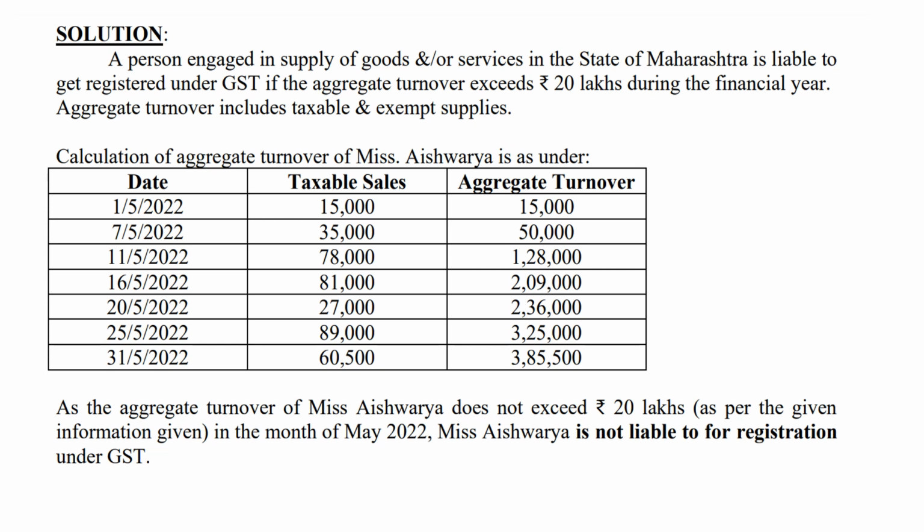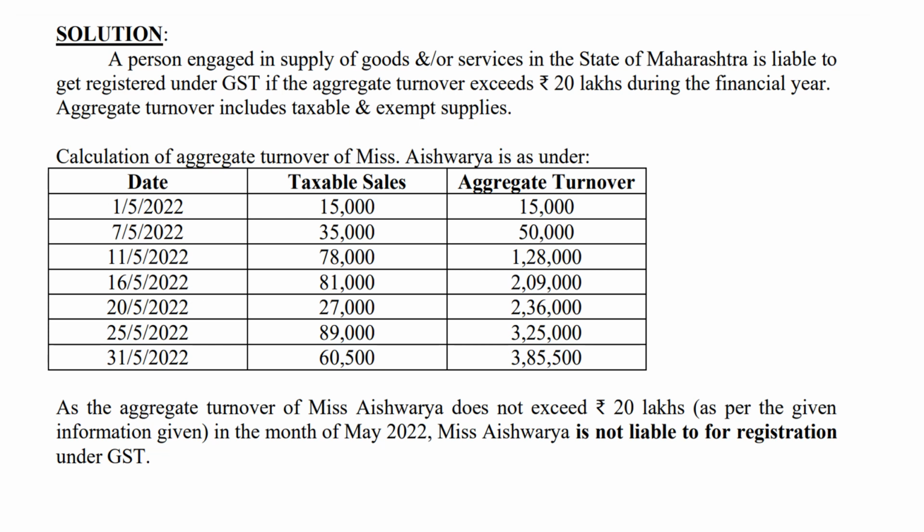Then on the 7th of May it is 35,000, but you have to add your previous aggregate turnover. For the 1st of May it's 15,000, so 35,000 plus 15,000, you will get your answer 50,000. Then on 11/5/2020, 11th May, it is 78,000 plus the previous transaction of May 7th, you have to add 50,000. So 78,000 plus 50,000, your answer will be 1,28,000.